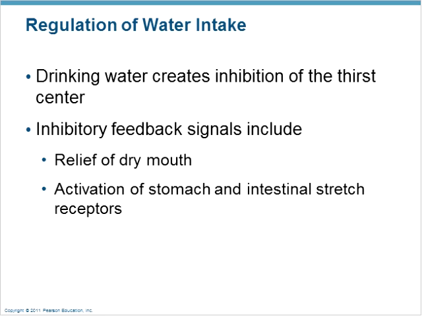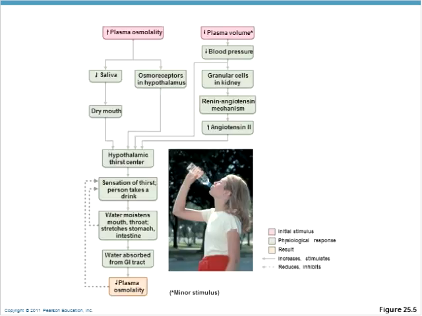Drinking water creates an inhibition of the thirst center most of the time, and there are inhibitory feedback signals which include the relief of the dry mouth, and then there's the activation of the stomach and intestinal stretch receptors which tell us, yes, we drank some water and we're full. This goes through that process, if you will.